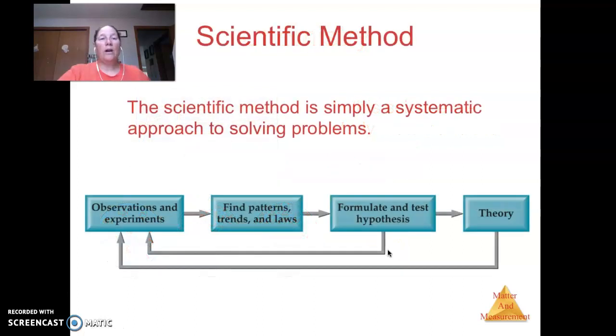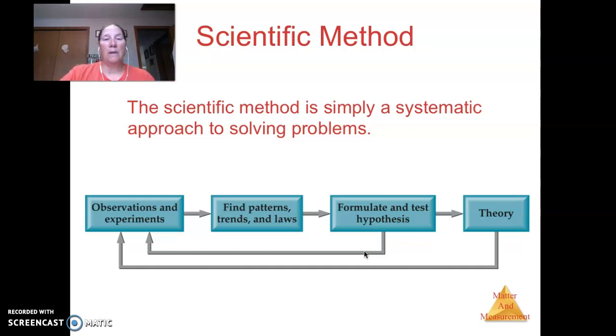Okay. When you're a scientist, and again, it doesn't have to be just a chemistry person. Of course, if you're a chemist, you're a lot smarter than everybody else because you're in this class and you know what I'm saying.